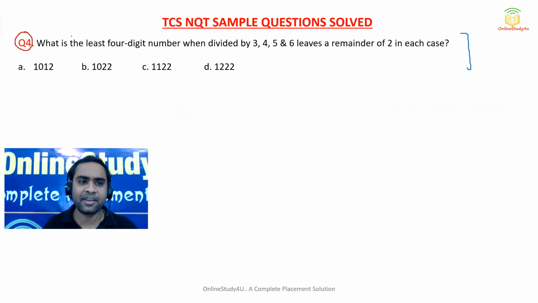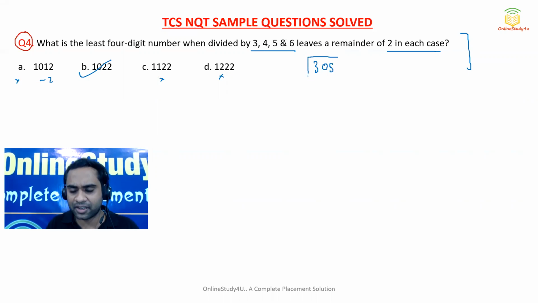Now, what is the least 4-digit number which, when divided by 3, 4, 5 and 6, leaves a remainder of 2 in each case? So let me subtract 2. So the answer should be this, and then 2 plus 2, 4, and then here 5. So it is very clear that option B will be the correct answer. It will hardly take 30 seconds.